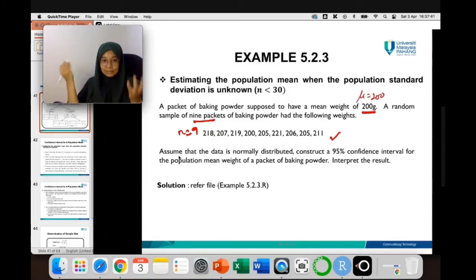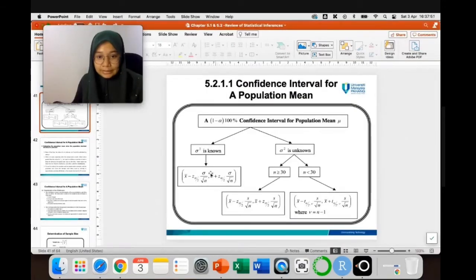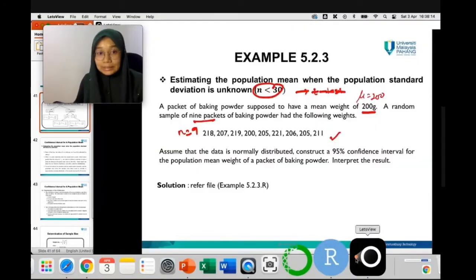So, sigma is unknown. So, when sigma is unknown, you will have a t-test. So, kita patah balik kepada formula. Tengok dekat sini. Kalau sigma known, dia adalah Z. Maksudnya kita akan guna Z test. Okay. Bila sigma is unknown, dia akan pecah dua. N besar pada 30, dia masih lagi menggunakan Z. Bila N kecil daripada 30, dia menggunakan T. Okay, T test. So, kita panggil dia T distribution. So, sekarang untuk kes ketiga, dia adalah T distribution.